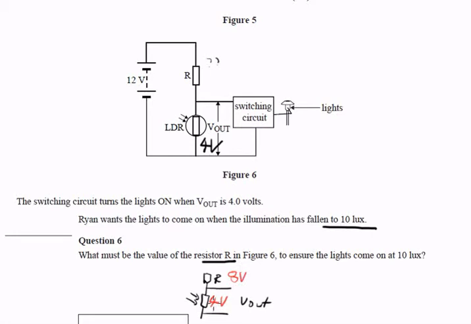8 volts for R. Now before we even get onto the resistance, look at the ratio between this. 4 volts to 8 volts. 4 volts is half of 8 volts. Okay, it's going to help us out quite a lot.